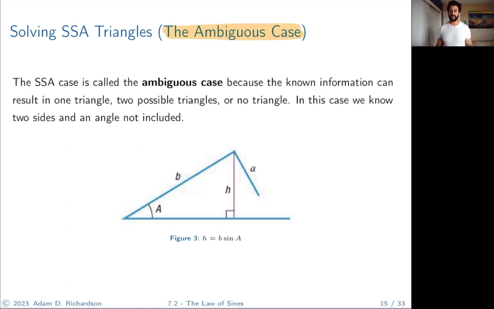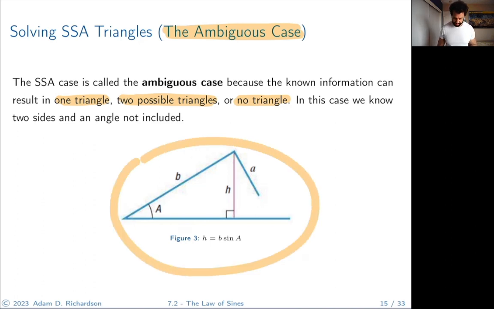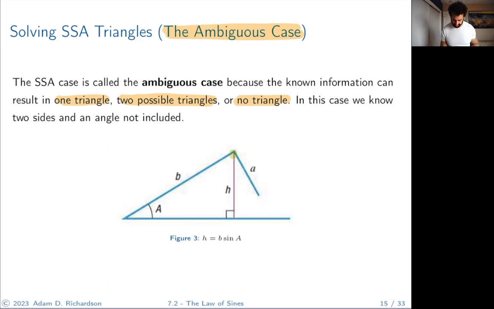So if you know 2 sides and an angle opposite, this could give you 1 triangle, 2 possible triangles that fit the data, or no triangle that fits the data. So there you go. This is kind of a picture of what the situation looks like. We know the length A, we know the length B, and we know this angle here. And if you have that information, it doesn't automatically give you a single triangle. You have to kind of go through using the law of sines to see which case you get.